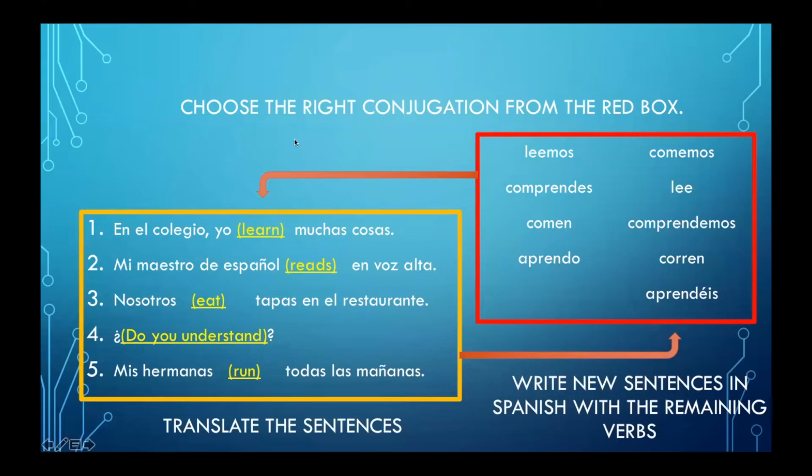Now we are going to do a different exercise. I would like you to choose out of the verbs in the red box to complete the gaps in the sentences that are in the yellow box. There are more options than actual answers, so be careful. Okay. Also, if you finish earlier or quicker, feel free to translate the sentences, or why not write new sentences in Spanish with the remaining verbs. So I'm going to give you 3 minutes to try and work out the verbs that fill in the gaps. 3 minutes, go for it.